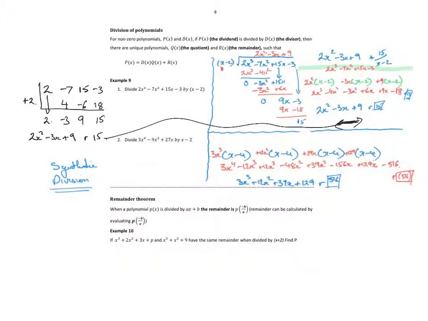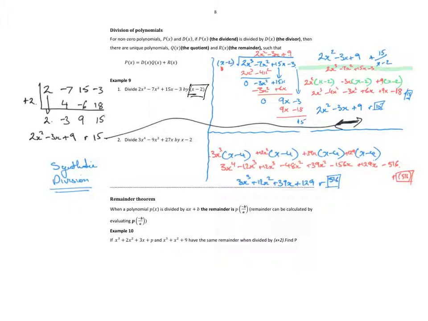So certainly this is simpler in so many ways and there's less formulas and rules to worry about. The only thing is it only works if we're just dividing by an x plus 2, an x minus 2, an x plus 6, x minus 6, that sort of thing. But certainly it's something worth looking up to see how you go with that.